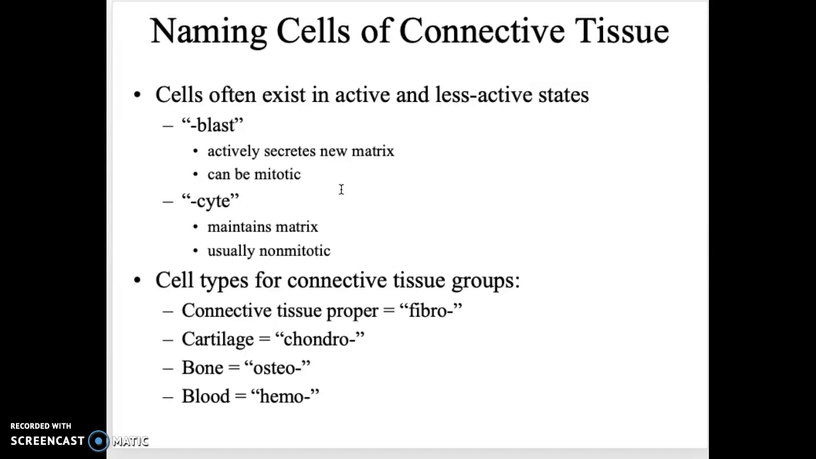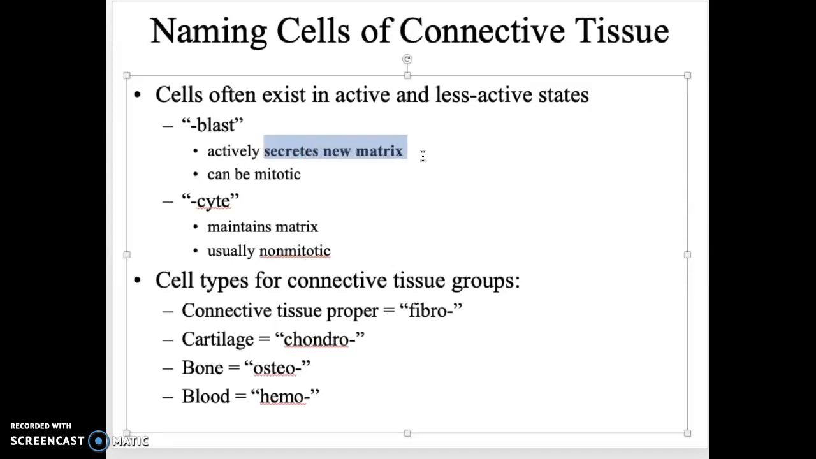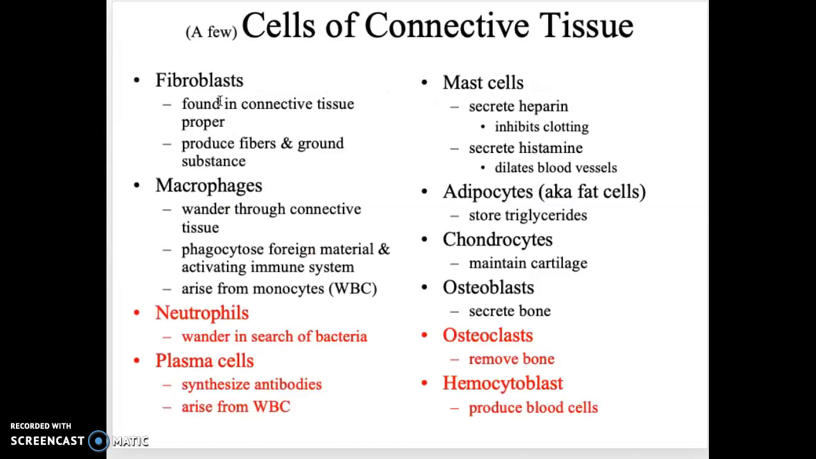So cells are named based on their function. If you see the suffix blast, this means it is secreting new matrix. If you see the suffix site, it means it is maintaining. Some prefixes here. Fibro means connective tissue. Chondro means cartilage. Osteo means bone. And hemo means blood. With those prefixes and suffixes, you can now name a lot of different tissues.